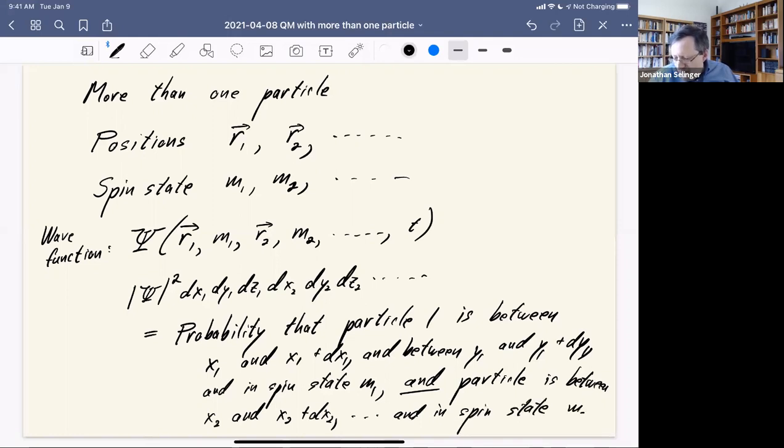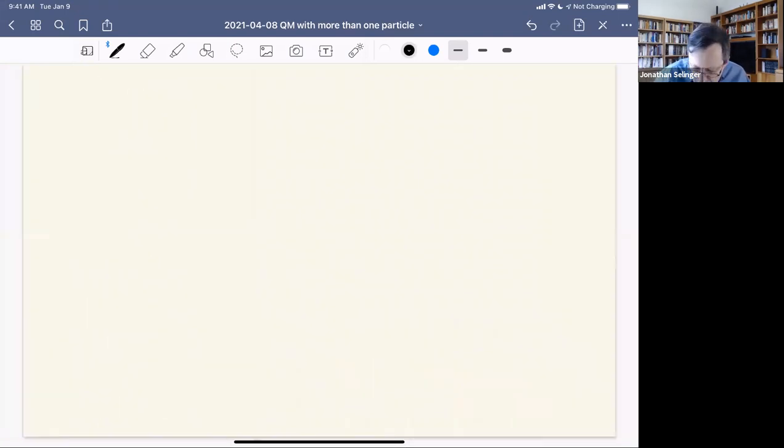So there's really a lot of information built into this wave function, right? I mean, it includes all of this kind of dependence, right? And it has to be normalized. So for the normalization, all the probabilities have to add up to 1.